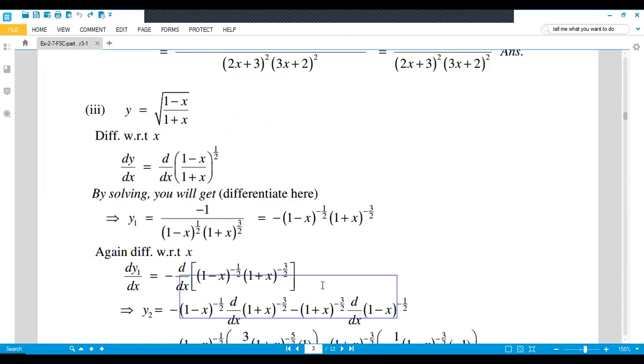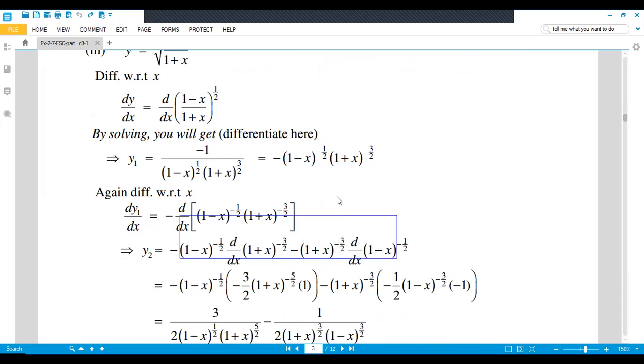Now come to the third part. In third part, if you check, you have given y equal to under root of 1 minus x over 1 plus x. So you write it in form of power. You solve it by yourself. How you solve? The power will come in the coefficient, and from power you subtract 1, and then you take further derivative of without power 1 minus x over 1 plus x by quotient rule. You apply the quotient rule. When you solve, you get the first derivative, this. Then again you differentiate. When you differentiate, the power will come in coefficient, and from power you subtract 1.